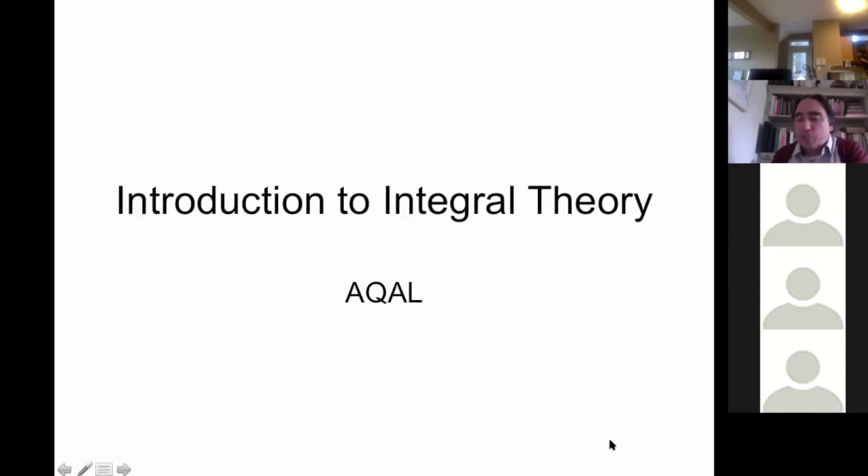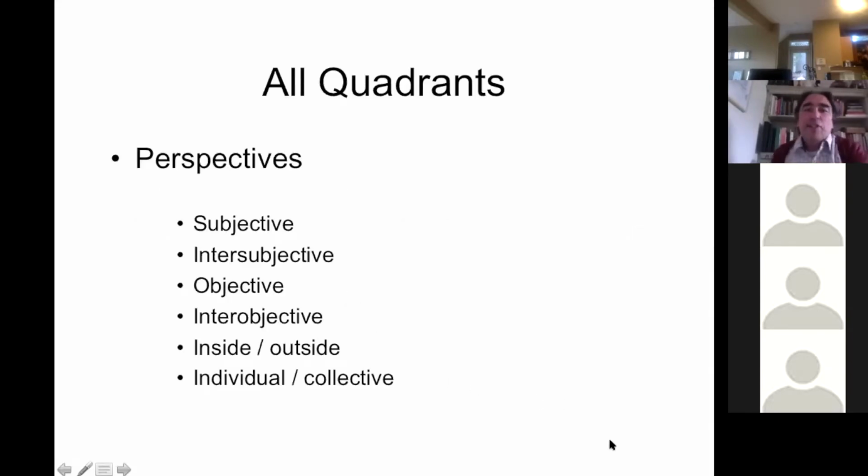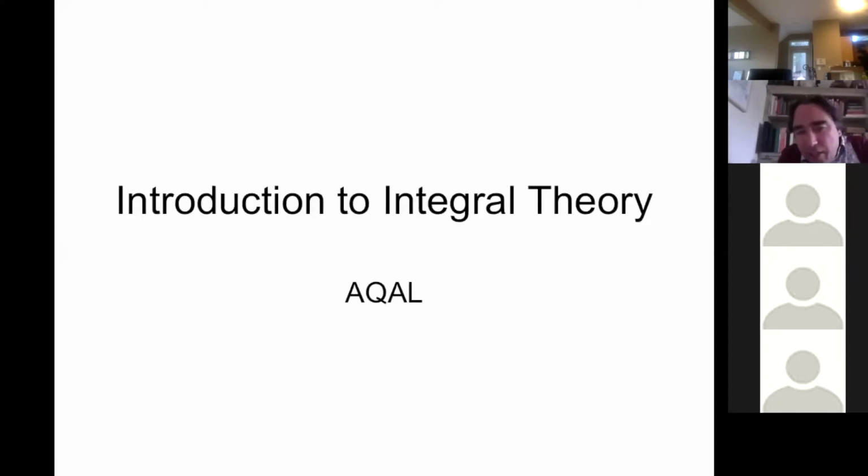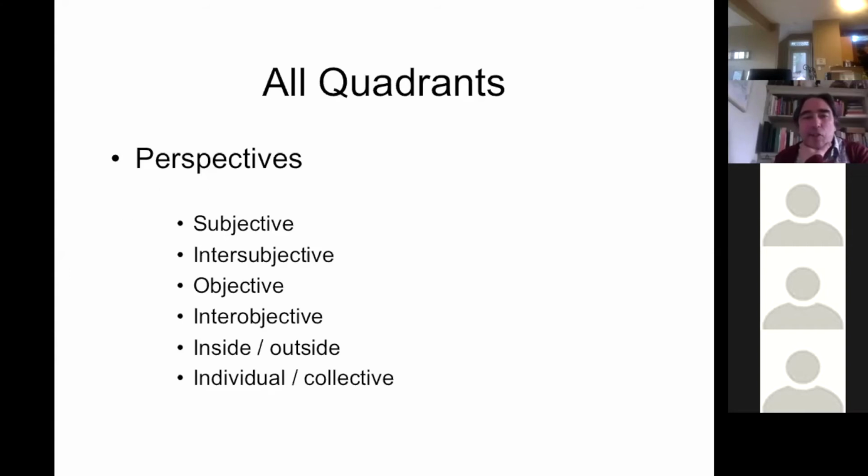So this is an introduction to integral theory. Integral theory is five elements. The first element is called AQAL. See those letters there, AQAL, that's all quadrants, all levels, all lines, all states, all types. They're the five elements. The first one is quadrants, and that's broken into perspectives and dimensions.